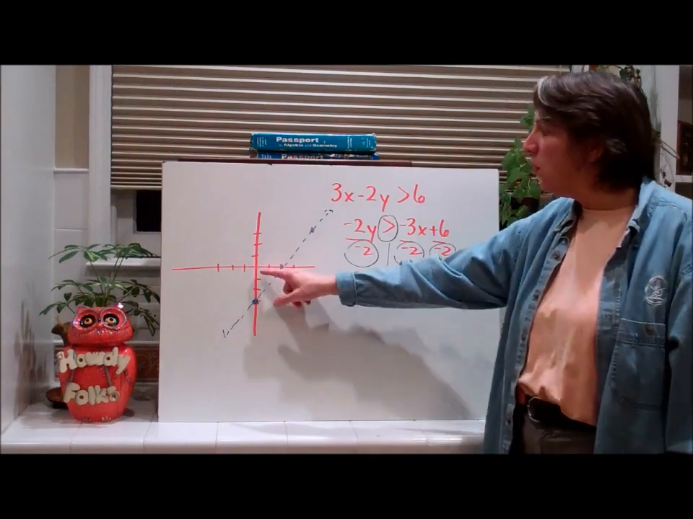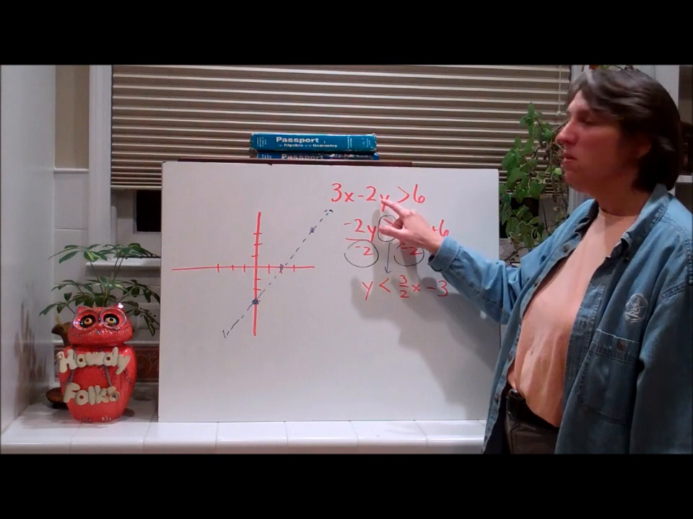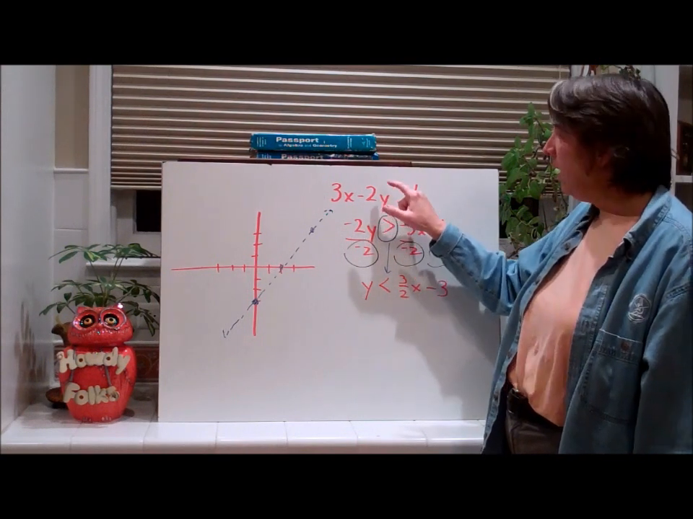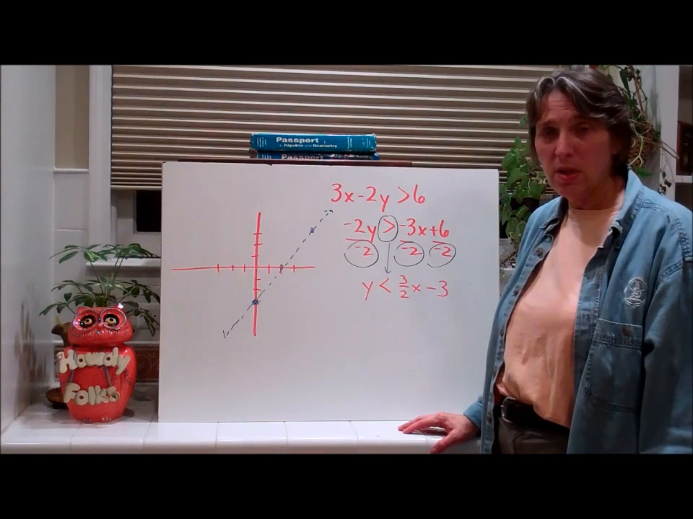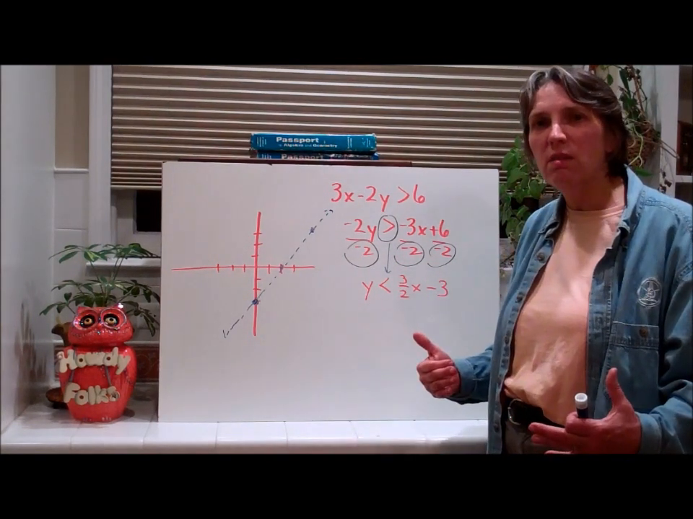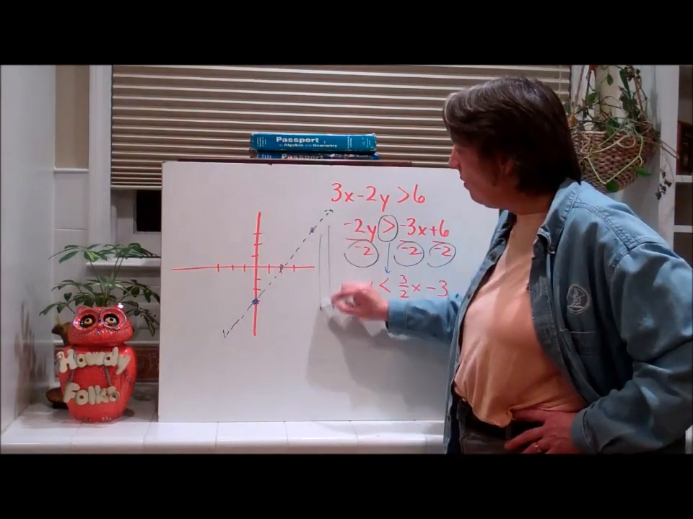So let's plug it in. When x is 0 and y is 0, this is 0 minus 0, which is 0. And is 0 greater than 6? No. 0 is not greater than 6. So where must we shade the graph? Below the graph of the line.